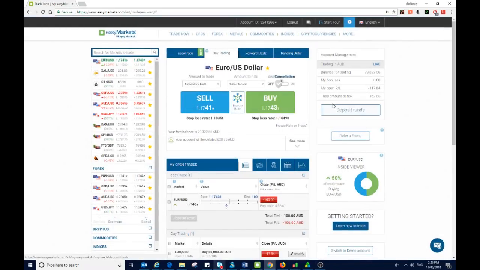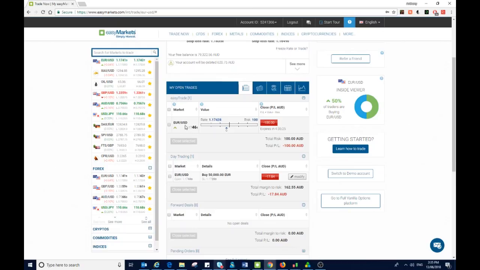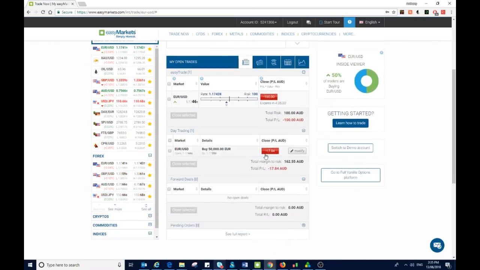So 123 US equals 162 Australian dollars, because this account is in Australian dollars, and that's the total amount at risk right now. Your total open profit and loss is going to be dictated by all the trades you have open. So if you have forwards and easy trades open, it's also going to affect your current profit and loss. So your Euro USD position here is minus 17, and your new stop loss is 117.20, and that is the current position there.